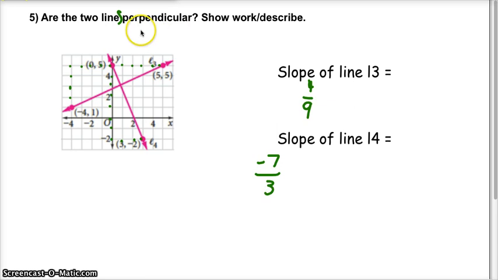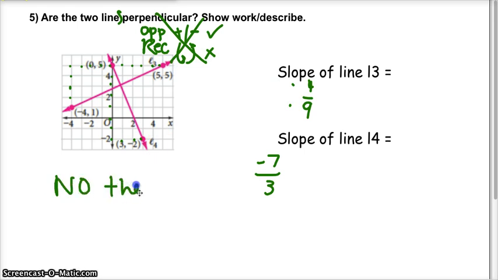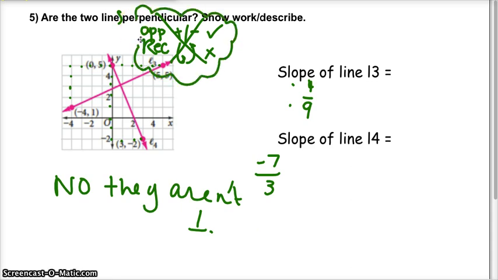In order to be perpendicular, they have to be opposite, meaning one plus, one minus, which they are, but they also have to be reciprocals, meaning flip the fraction upside down, which they're not. So are they perpendicular? No, they aren't perpendicular. Show, work, or describe. Well, I did that verbally, but there's your work, counting your slopes, and your description would have to say that they're opposite, but they're not reciprocals.